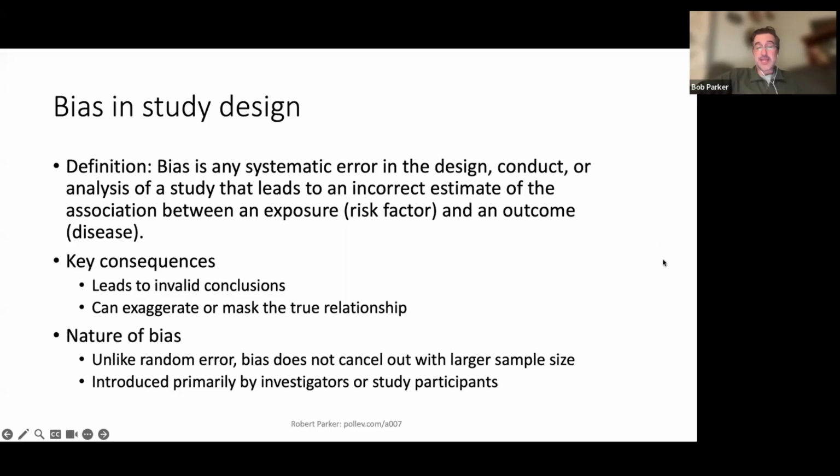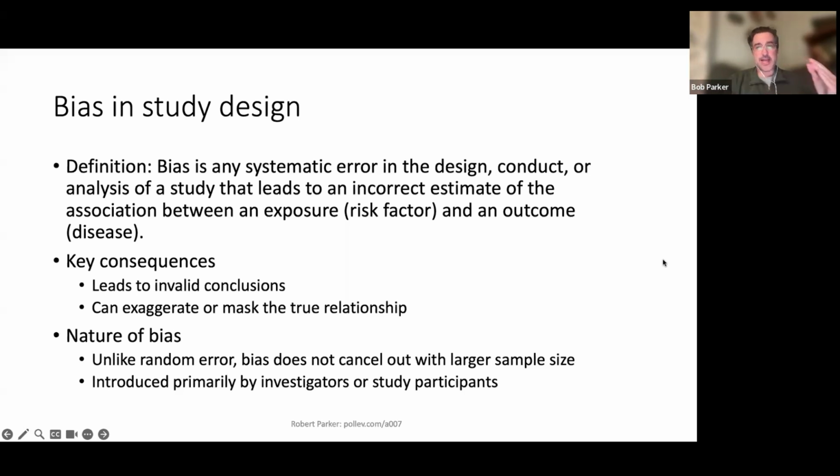So bias is any systematic error in the design, conduct, or analysis of a study that leads to an incorrect estimate of the association between the exposure, often a risk factor, and an outcome, often a disease. So we incorrectly estimate the association between the exposure and the outcome. And what happens with that is it leads us to invalid conclusions. We make wrong conclusions based on that bias.